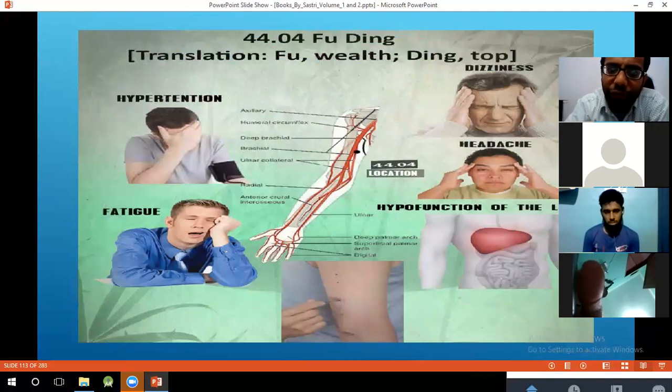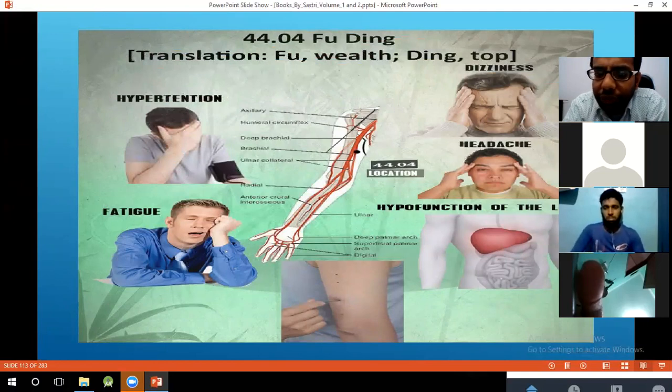Now comes 44.04. It's a very good point when you combine it with 44.03 and 55.05. It's a unique combination: 44.04, 44.05 in combination with 55.05. It covers a lot of problems, especially fatigue, headache, dizziness, especially chronic fatigue syndrome, CFS, where the patients have a lot of multiple disorders and diseases. This combination gives very good results.